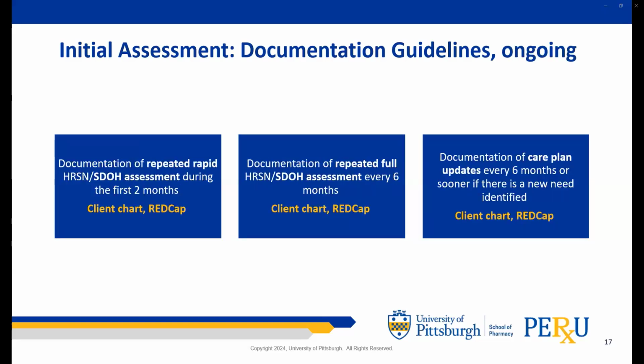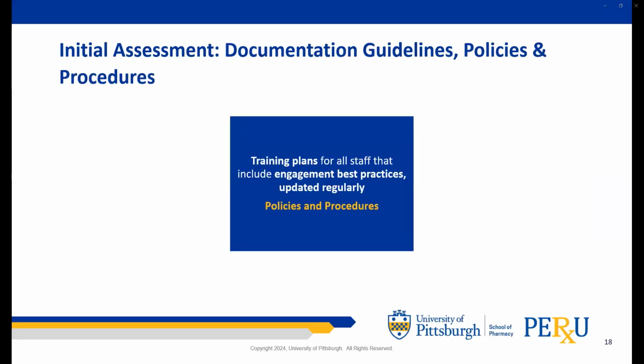There are also some items that are listed in the documentation guide as items to document in subsequent care management notes. This indicates documentation as some items are repeated or updated in line with the guidelines. This includes documentation of repeated rapid HRSN SDOH assessments during the first 2 months, documentation of repeated full HRSN SDOH assessments every 6 months, documentation of care plan updates every 6 months or sooner if there is a new need identified.